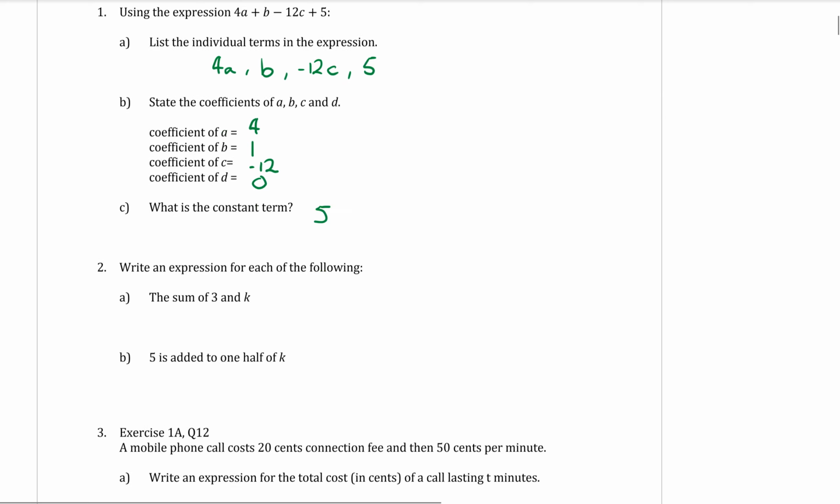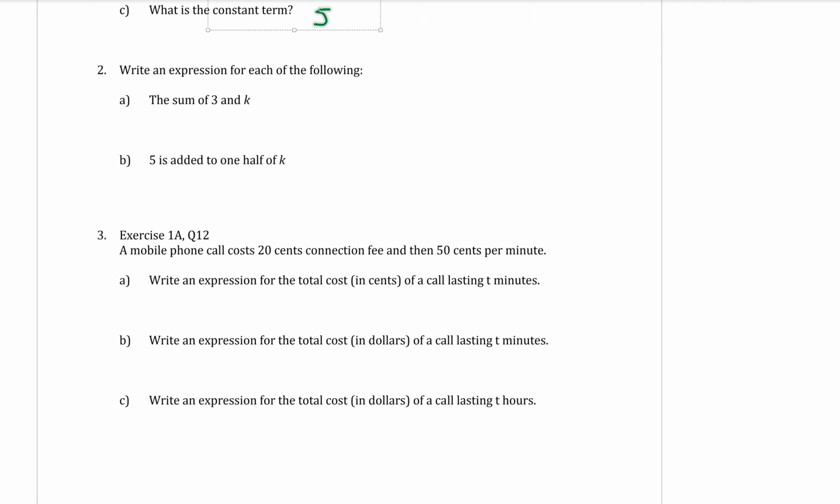Now, question 2. Write an expression for each of the following. So you have to write your own one. You know, your 5x plus 2y. We're going to write your own expression. You don't have to solve it. You just have to write down what the expression is.